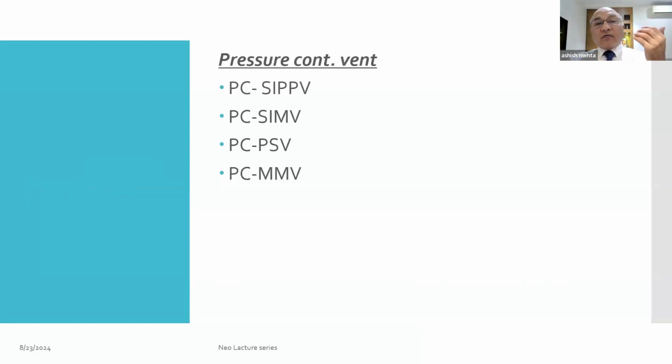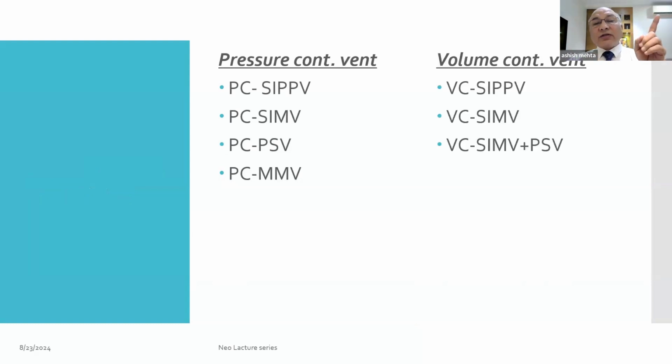Basically, for all ventilators available in the world, the modes you can see are SIPPV, SIMV, PSV, and MAB. Both modes can be pressure control or volume control. But as we will discuss a little later, volume control modes we are not using in newborns for certain reasons. Our baby's lungs are really very delicate, and we want to avoid barotrauma and volume trauma.